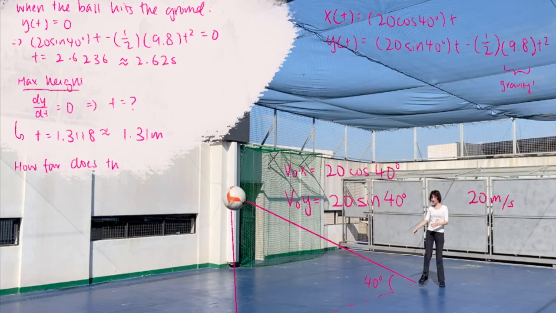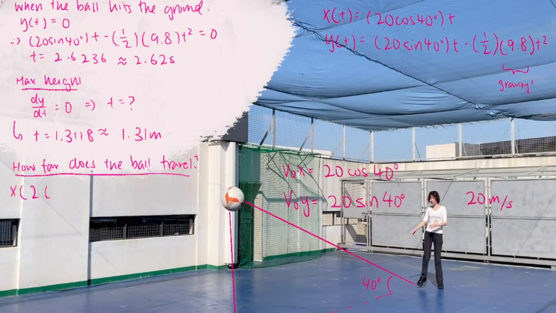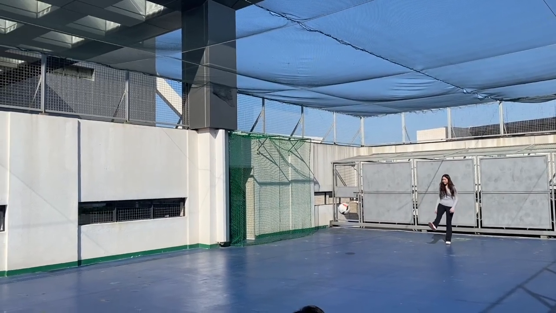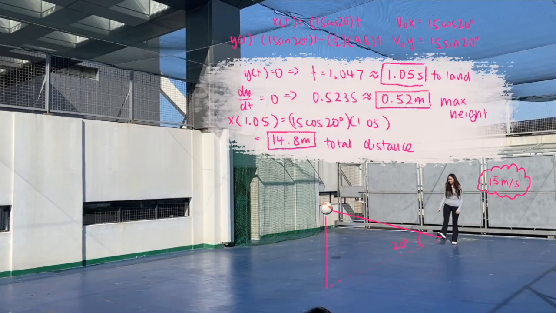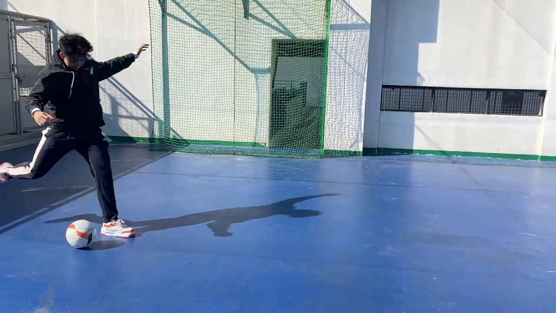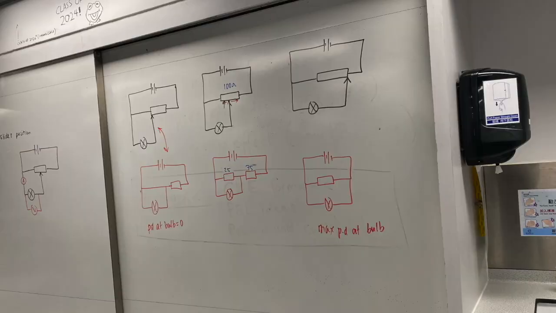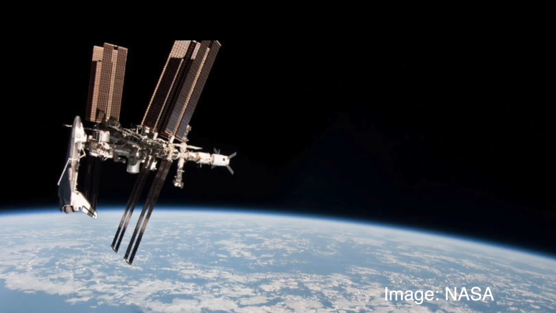We can also calculate how far the ball travels before hitting the ground by finding x at that final time. We can do the same for Janine's kick to compare the two. This method is widely used in physics, engineering, and even space exploration to calculate trajectories.